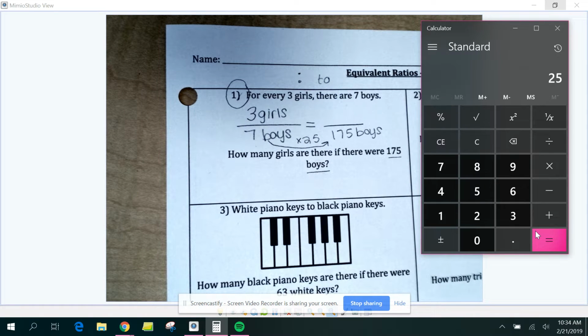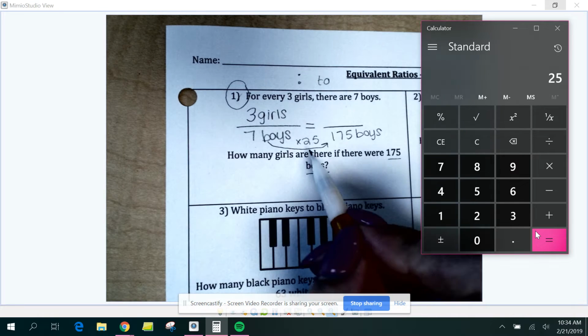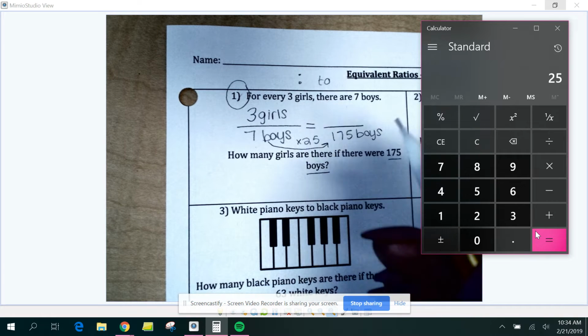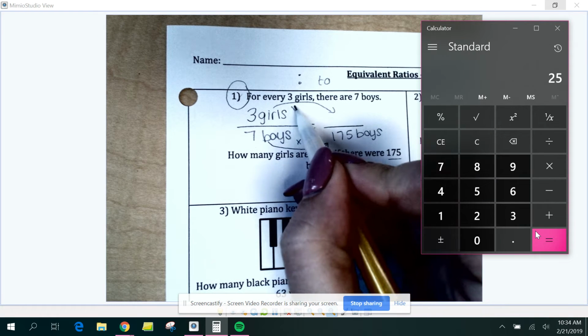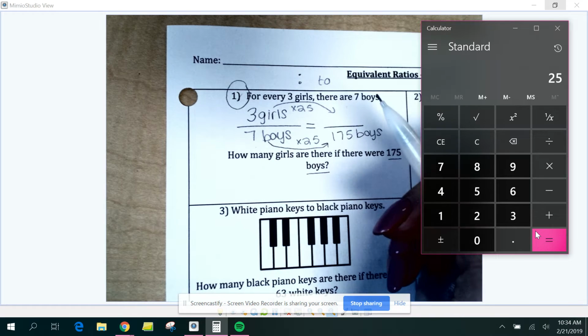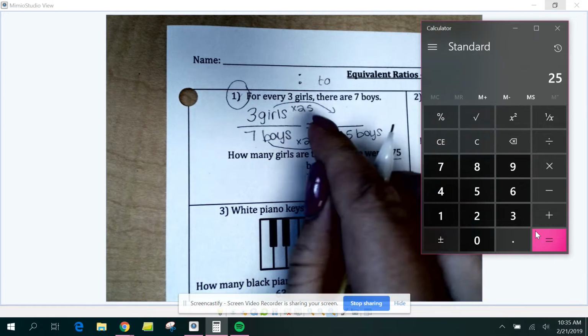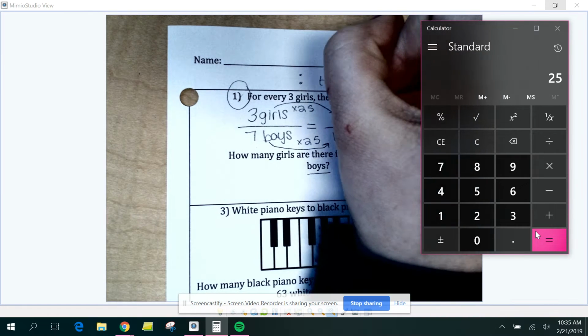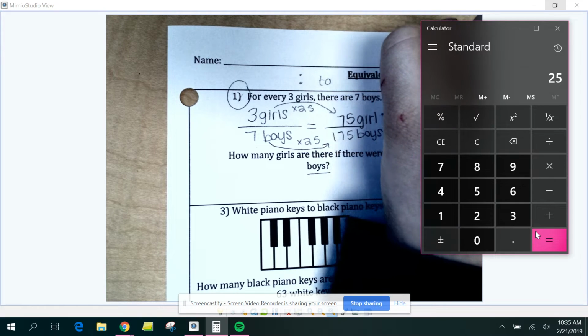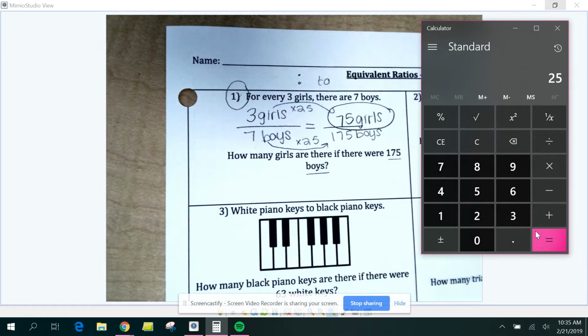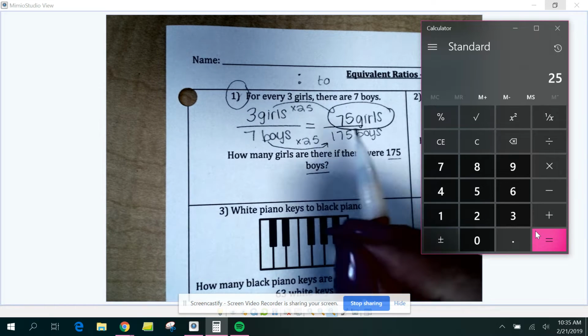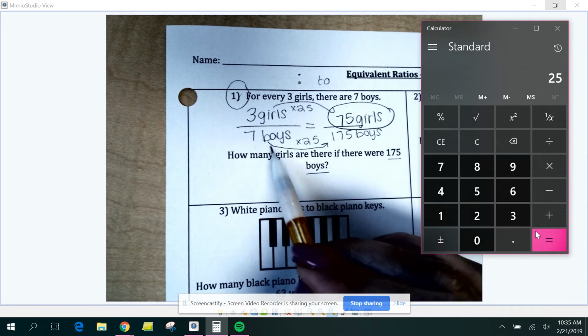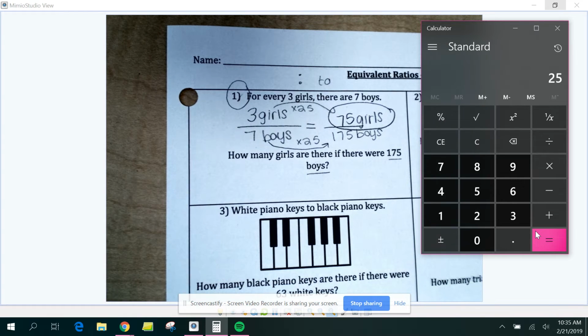And then just like with an equivalent fraction, whatever I do to the bottom or the top, I also have to do to the other piece. So if I multiplied 7 by 25, I also have to multiply 3 by 25. And 3 times 25, if you're unsure, you can use a calculator, but I think of quarters. 25, 50, 75. So it'd be 75 girls. And then I can circle my answer up there to show that's my answer. We also want to make sure that we're using the arrows to show what we multiplied by, and that would count as showing our work, okay?